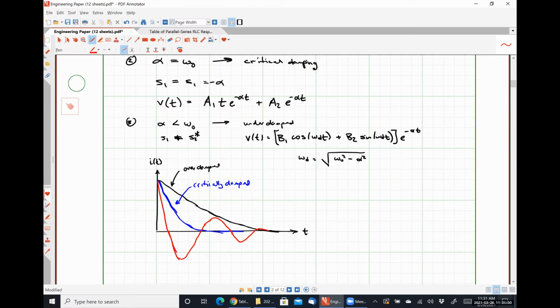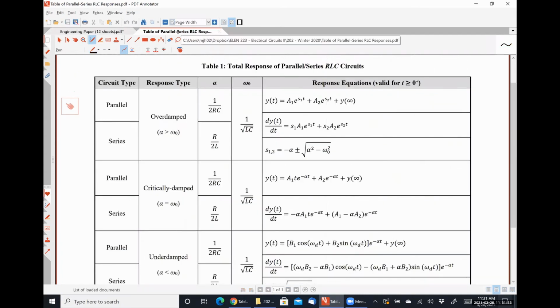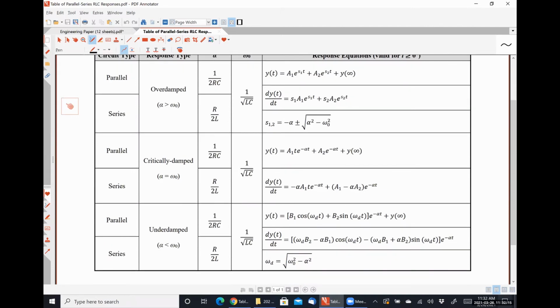So now let's visit our table again real quick, okay? So in this table, over here on the left-hand side, we have response type. If alpha is greater than omega naught, it tells us that we have an overdamped system. So we have a mathematical equation for alpha, a mathematical equation for omega naught. We have a response equation. We have the first derivative of our response equation. That's incredibly important. And then we have the definition for our parameters. So for an overdamped system, I give you the equation for S1 and S2.